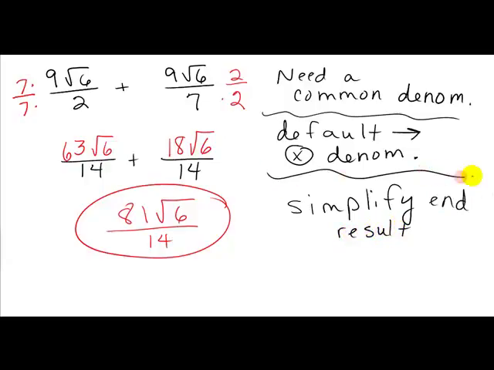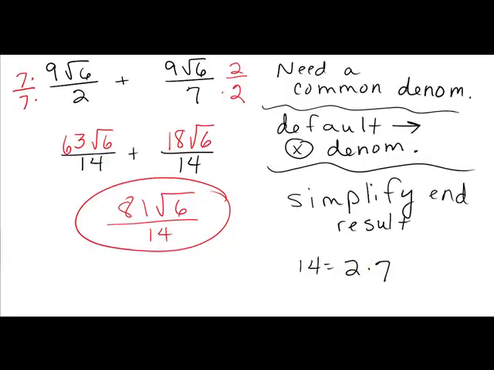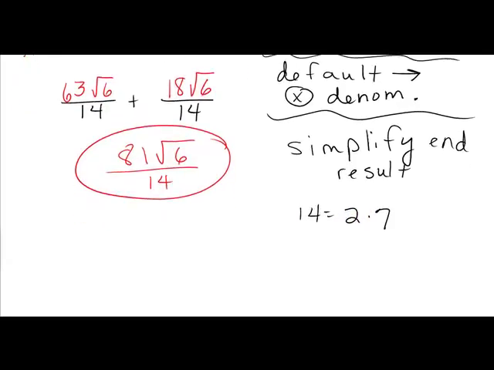This is another thing that you have to keep in mind with fractions. Remember, the square root of 6 and 14 are not the same type of number, so we're not looking at the 6. We're looking at this whole number 81 in front of this 6. When we look at 81 and 14, 14 is 2 times 7, that is its prime factors, and 81 cannot be divided by 2 or 7. So this is a simplified answer.